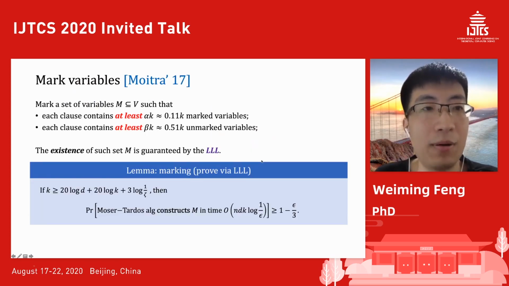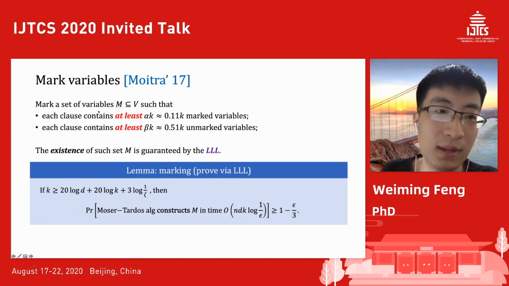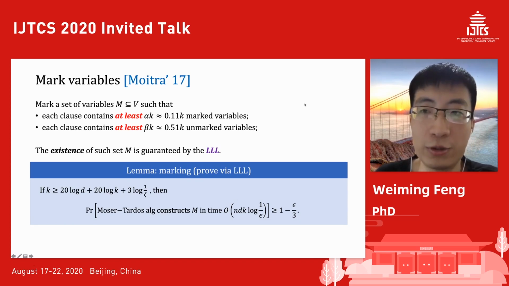Now, the first step of our algorithm is to construct such a subset M. We call this subset the set of marked variables. This is why this subset is called M. We require each clause to contain at least alpha k marked variables and also at least beta k unmarked variables. Such a marking procedure was first introduced by Moitra, but he used it for a very different purpose.